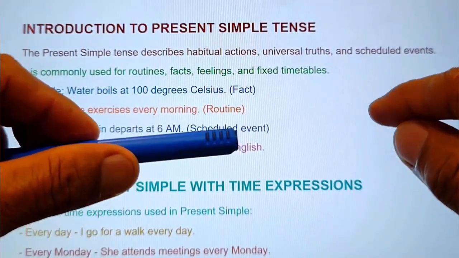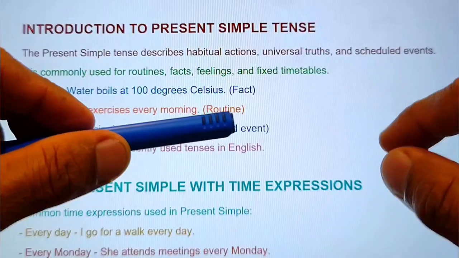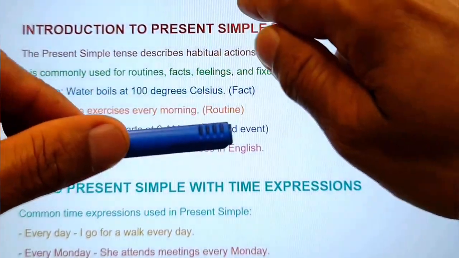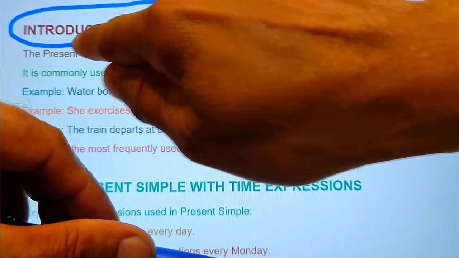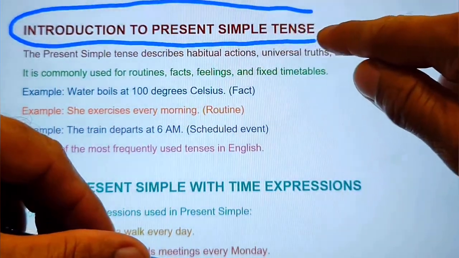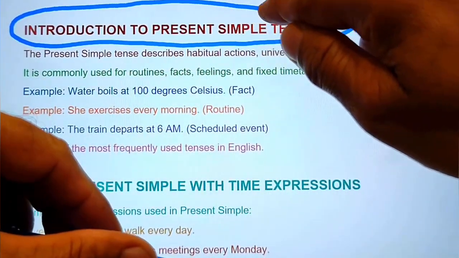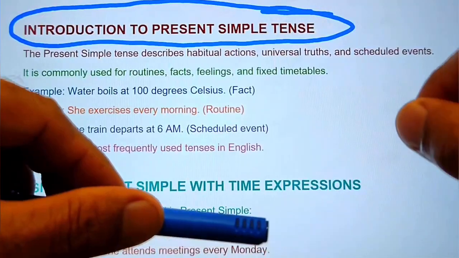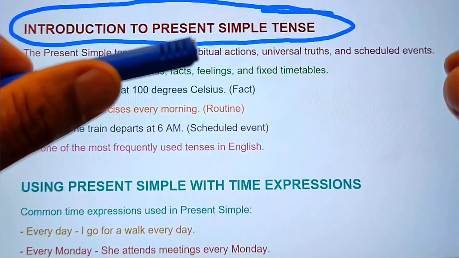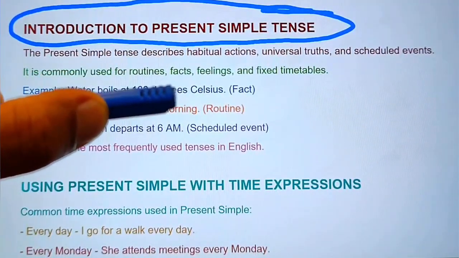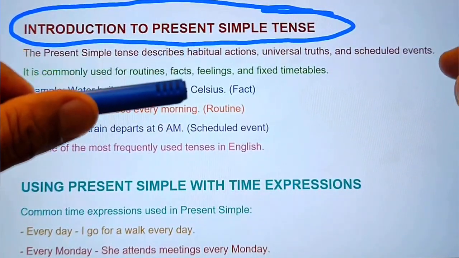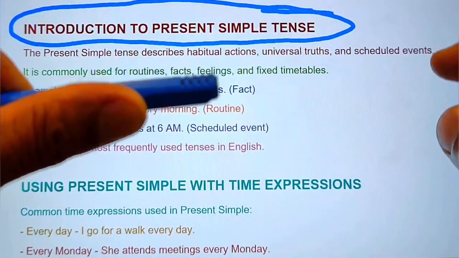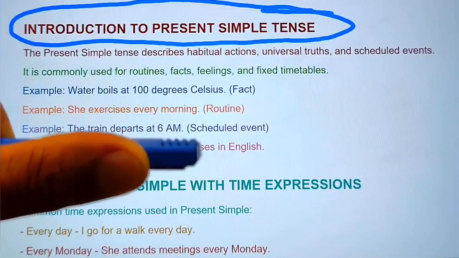Let's have a quick introduction to present simple tense. Here we're going to describe it in detail, step by step. First of all, we look at a quick definition and where we use the present simple tense. Let's describe it in detail.